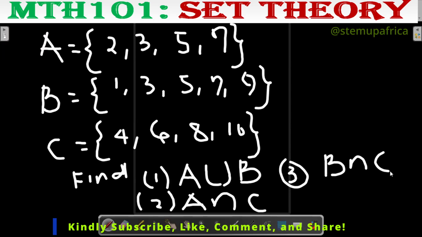Oh, this one is intersection B. 1, 2, 3, 5, 7, 9. And 1, okay, 2.